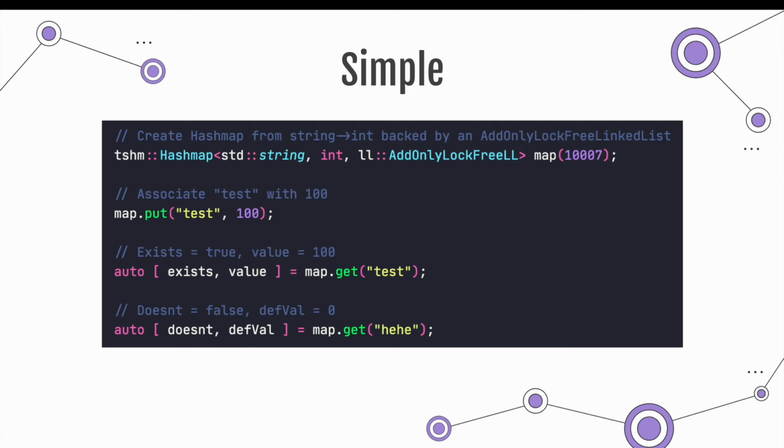The get function returns a Boolean generic pair, which can be destructured on call. The Boolean value will be populated with the existence of the key, and the generic with the key's associated value. If the key does not exist, this will call the generic's default constructor.